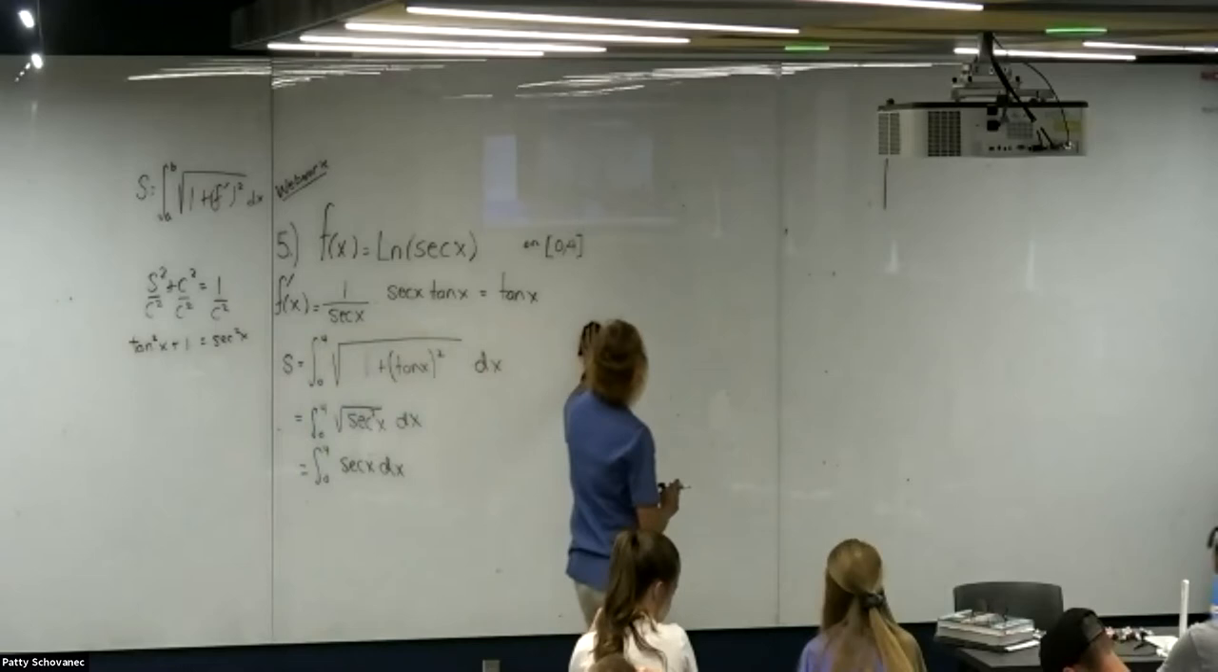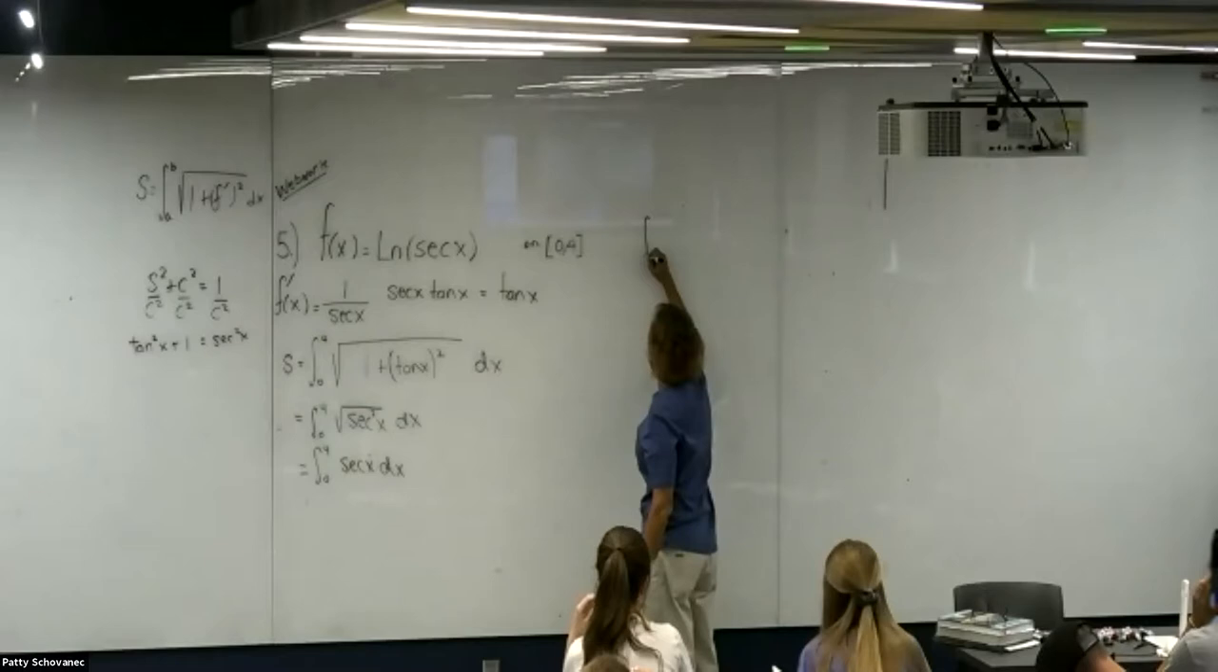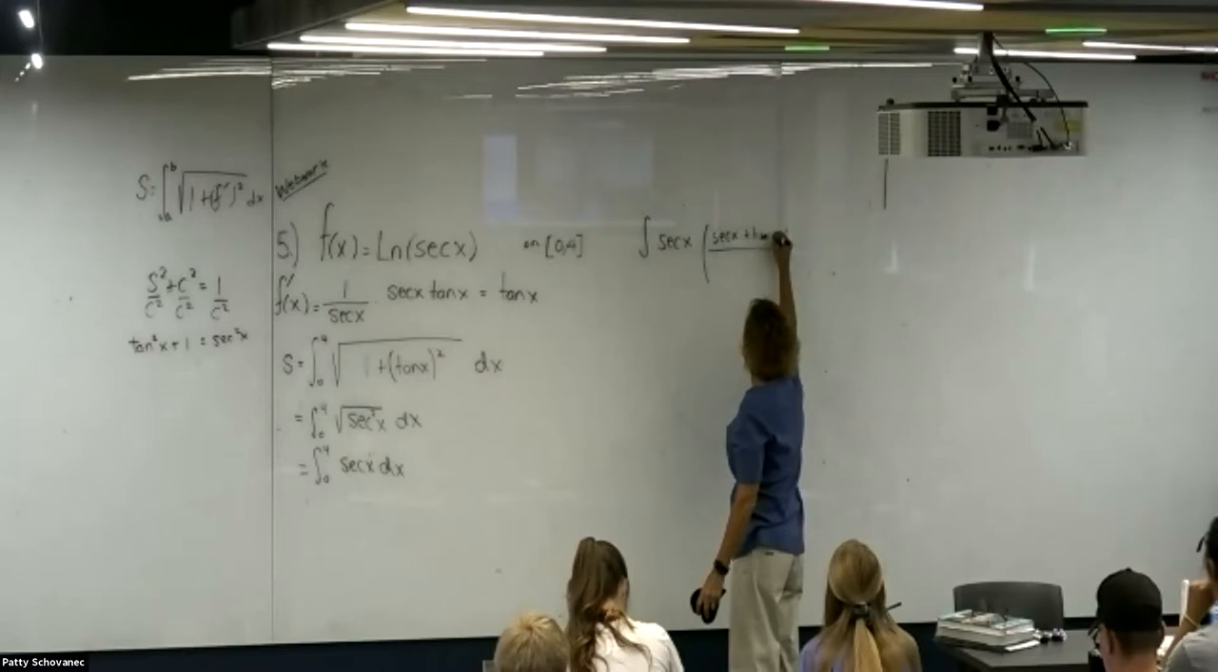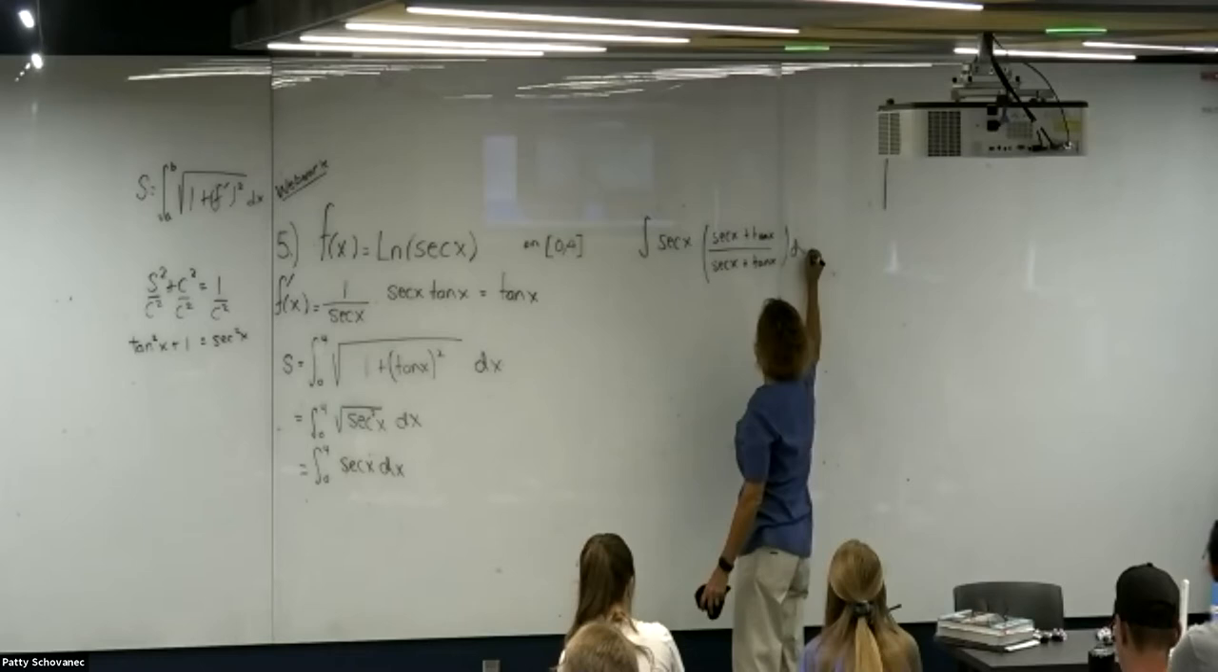Natural log of the absolute value of secant plus tangent x. Well, here's the trick to integrate the secant of x. You've got to multiply by 1, but you've got to multiply by 1 in a really goofy form. You've got to multiply by the secant of x plus the tangent of x, over the secant of x plus the tangent of x. And if you do this, you'll get a u du integral.